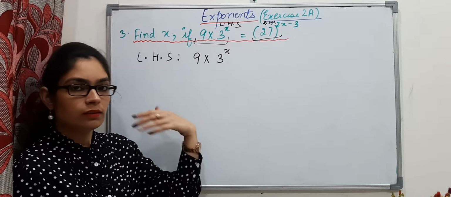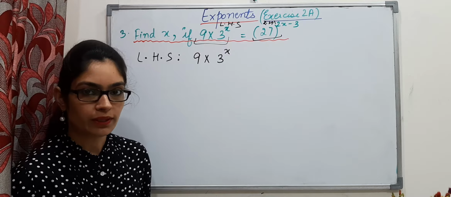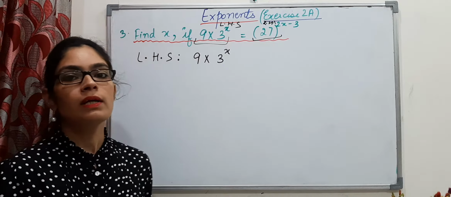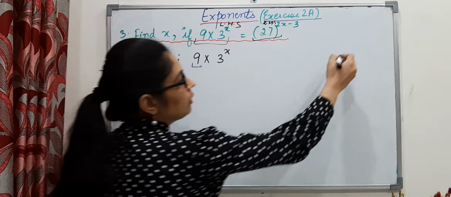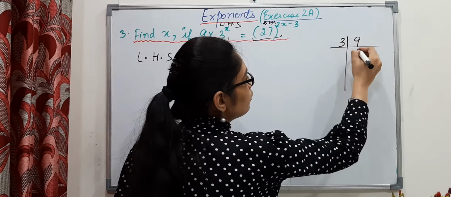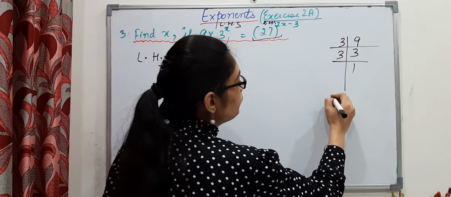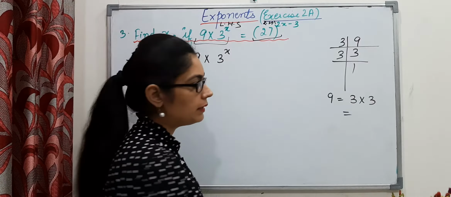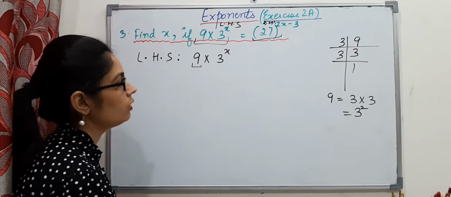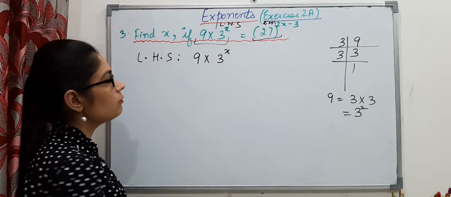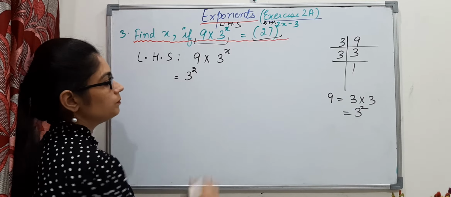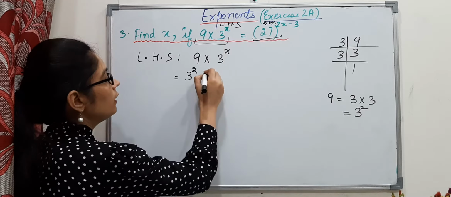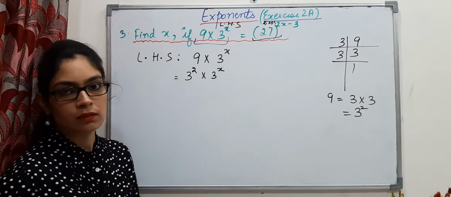9 into 3 to the power x. Like I told you, we are doing exponents. So make sure whichever number you can convert into its exponential form, try to convert it. So 9, if we see, 3 into 3 is 9, 3 into 1 is 3. So in exponential form, it is 3 into 3, which means 3 to the power 2. So here in place of 9 we will write 3 to the power 2. Only 9 we have written in its exponential form, into 3 to the power x.